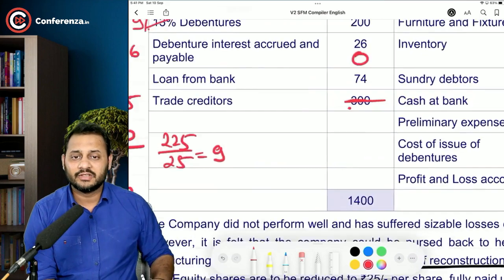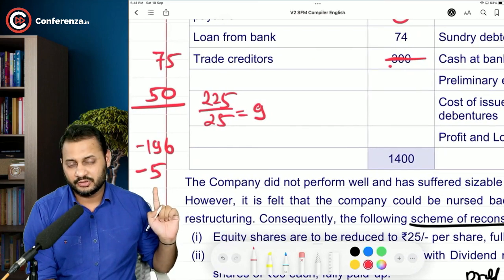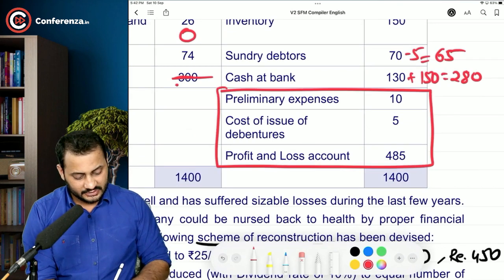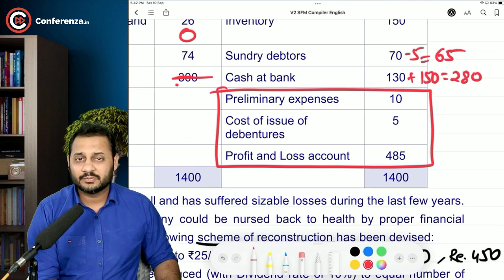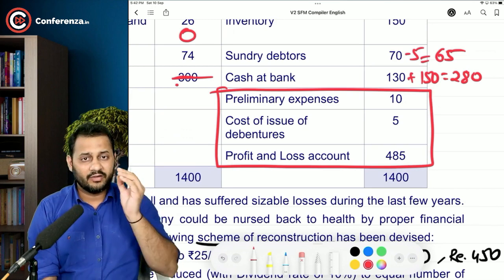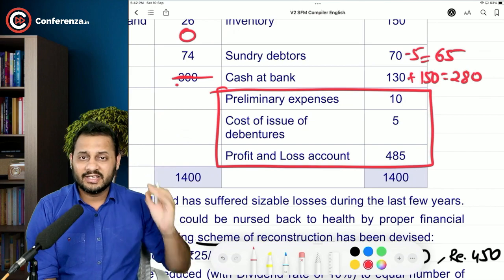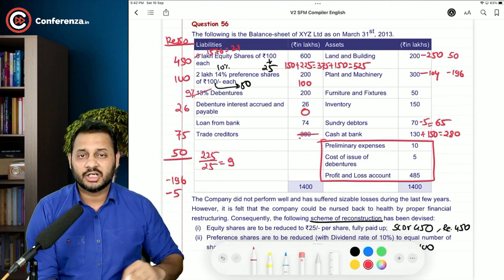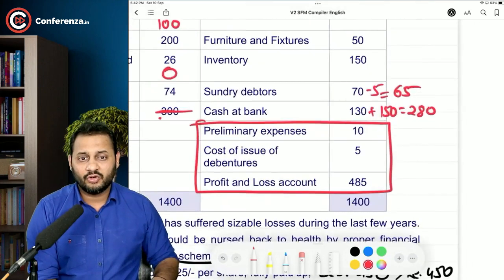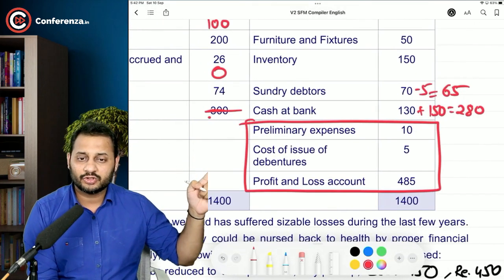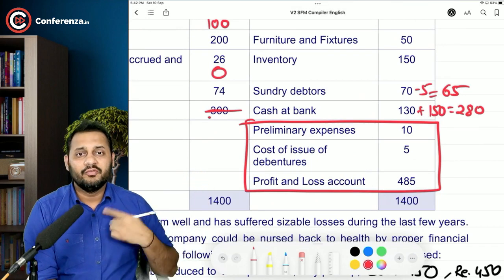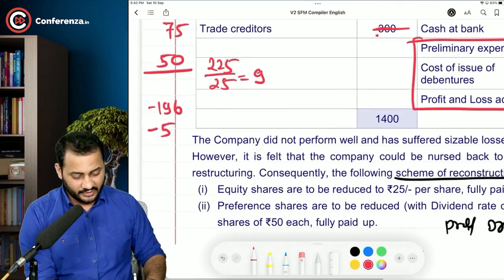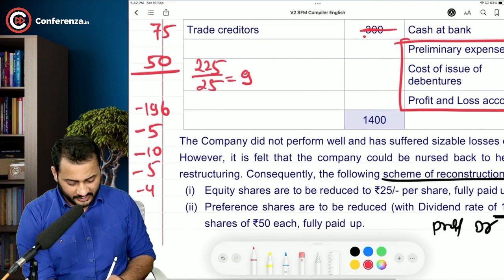The debit balance of that will go to the reconstruction account. Apart from that, all these losses or preliminary expenses will be written off. If you have understood the concept of reconstruction, all the bad things are automatically transferred to the reconstruction account even if it is not written in the question. So all these three items, preliminary expenses, cost of issue of debentures and the profit and loss account, will get credited in their account and debited to the reconstruction account. So 10, 5 and 485.